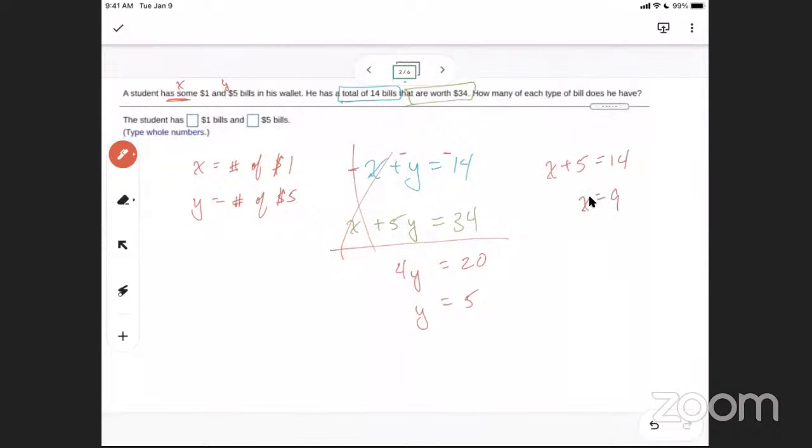And if I do the math on it, if I check it, 9 plus 25, hey, that's 34. That worked out. So I had 9 $1 bills and 5 $5 bills. Good?